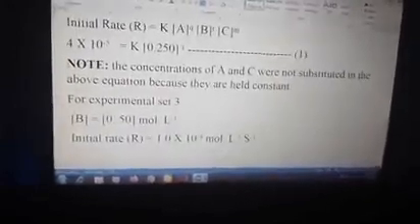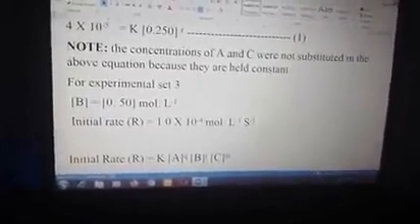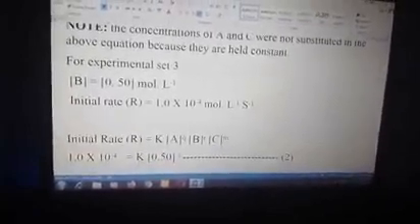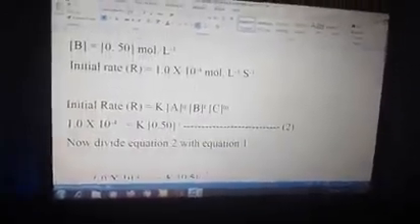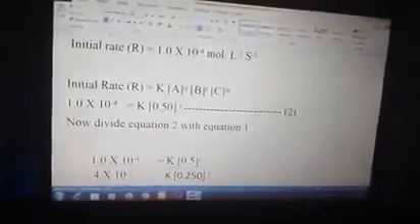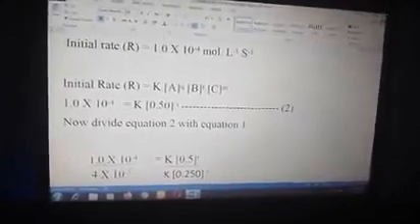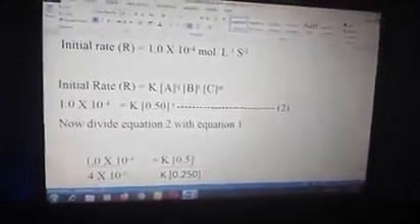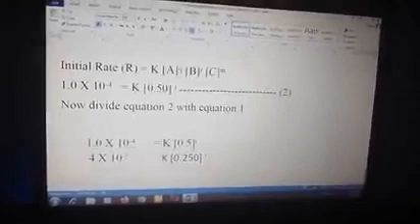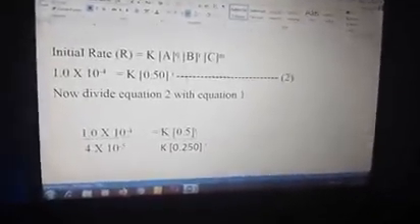Then for experiment 3, B is 0.50 mole per liter. The initial rate is 1.0 × 10^-4 mole per liter per second. We also substitute from experiment 3 that of B and the rate. The rate is 1.0 × 10^-4, and then the concentration of B is 0.50 raised to power R. We ignore A and C as well because they are constant. We obtain equation 2. We now divide equation 2 by equation 1.